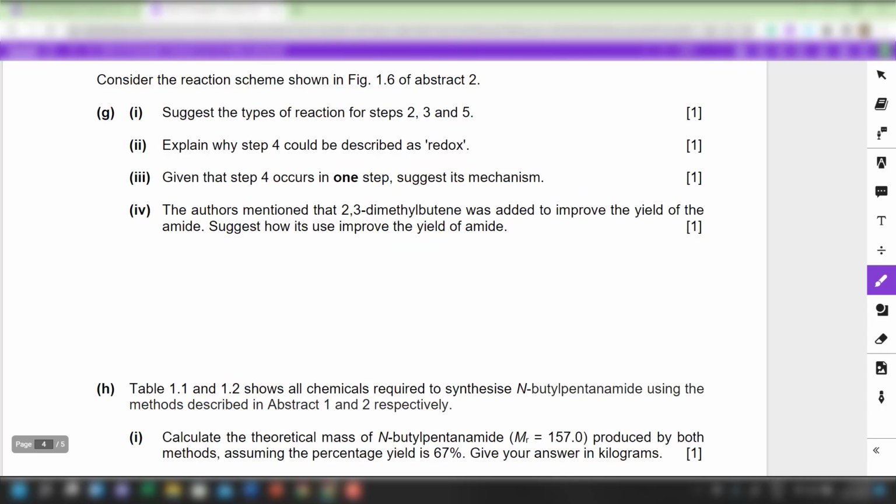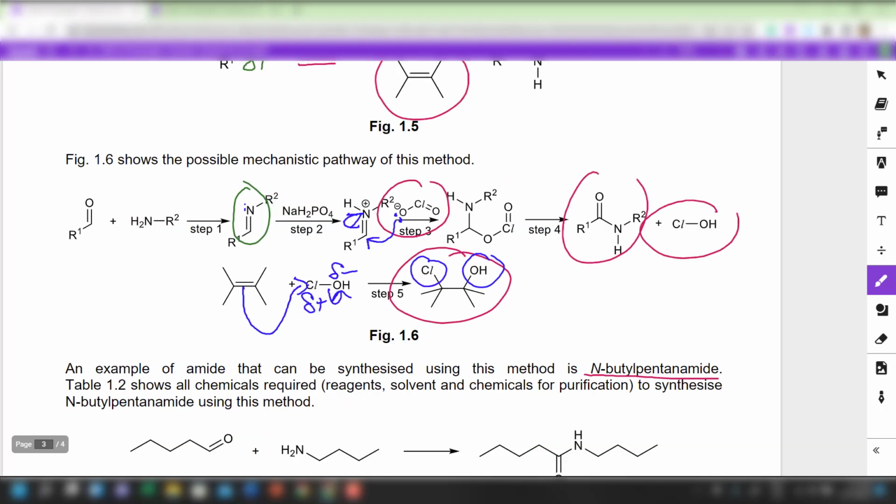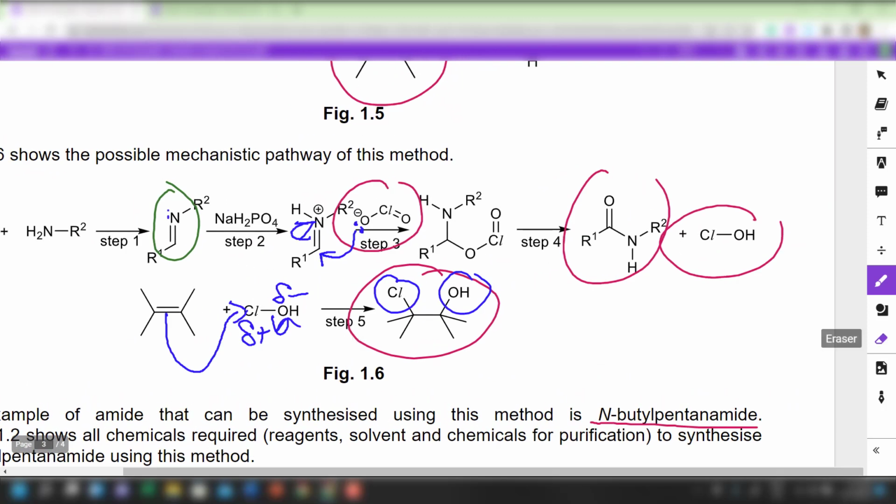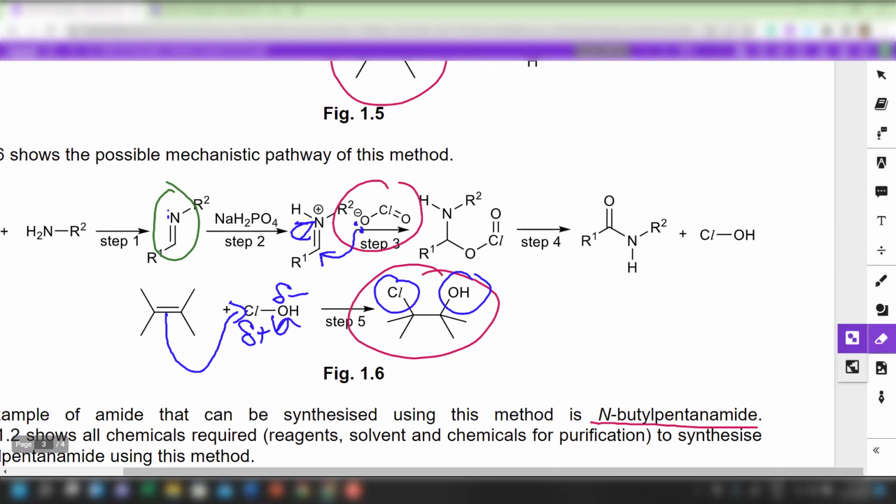Then for G2, explain why step 4 could be described as redox. If you take a look at step 4, so maybe I will erase the not so important parts, how come it can be described as a redox? I think first of all you need to count the oxidation state of the carbon and perhaps the chlorine involved.